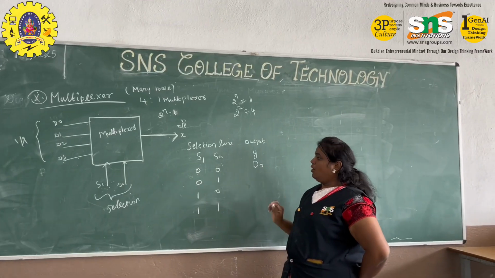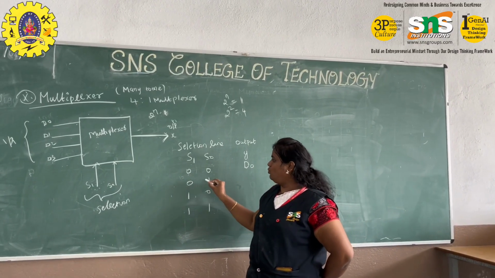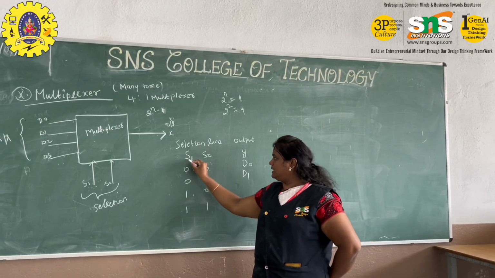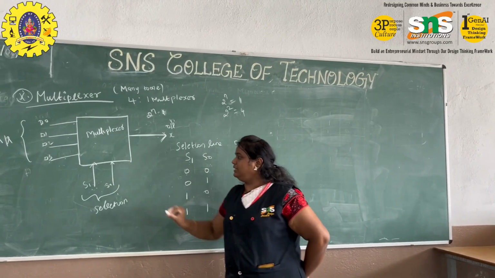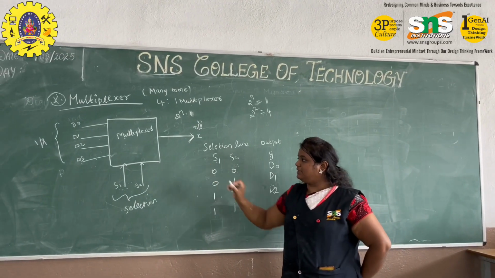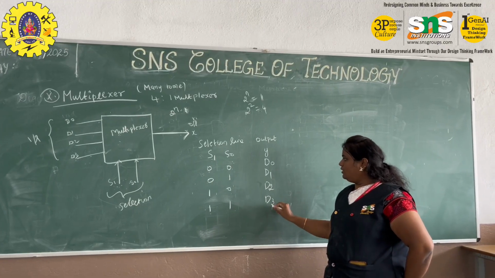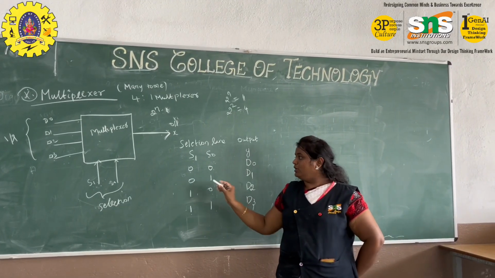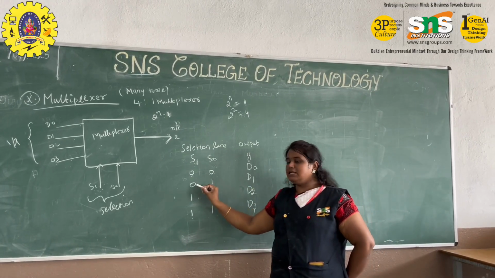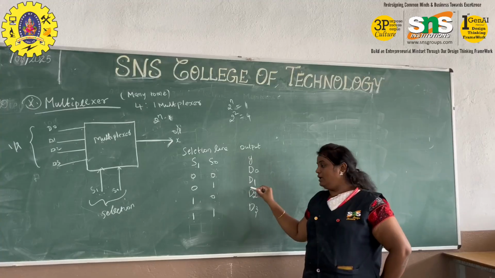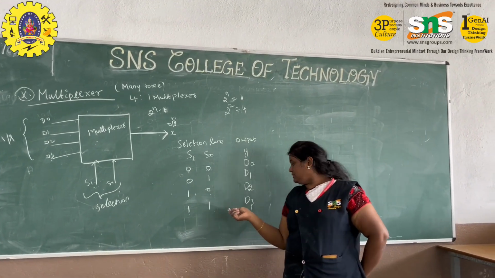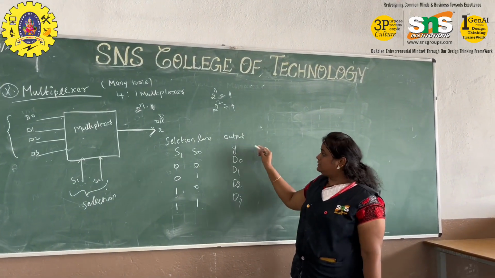So that is the first output. If the selection line is 0 1, it will select D1. If the selection line is 1 0, it will select D2. If it is 1 1, it will select D3. According to this only we are getting the output. If my selection line is 0 0, it will produce D0. If 0 1, it will produce D1. If 1 0, it will produce D2. If 1 1, it will produce D3. So this is a truth table.